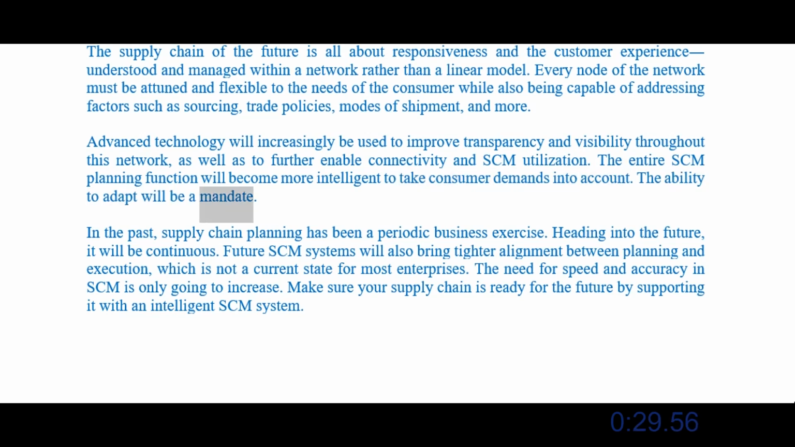In the past, supply chain planning has been a periodic business exercise. Heading into the future, it will be continuous. Future SCM systems will also bring tighter alignment between planning and execution, which is not a current state for most enterprises. The need for speed and accuracy in SCM is only going to increase. Make sure your supply chain is ready for the future by supporting it with an intelligent SCM system.